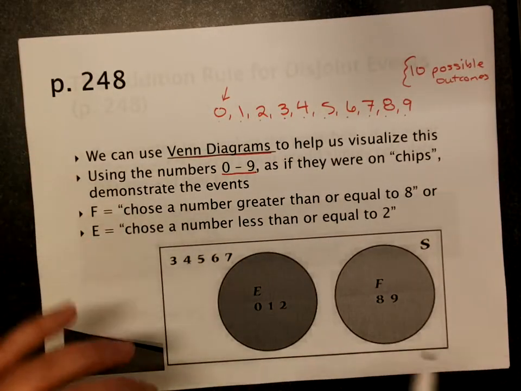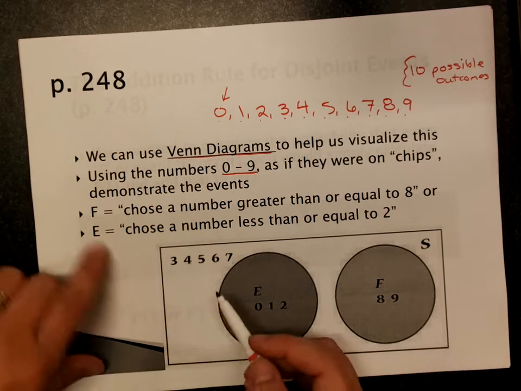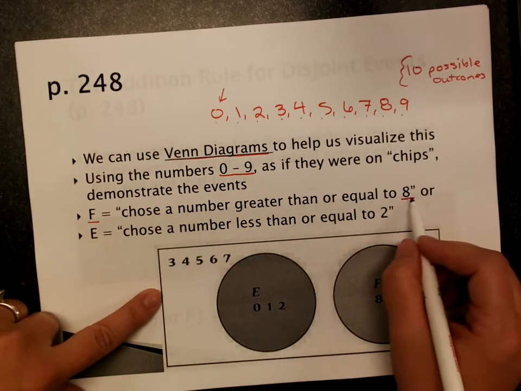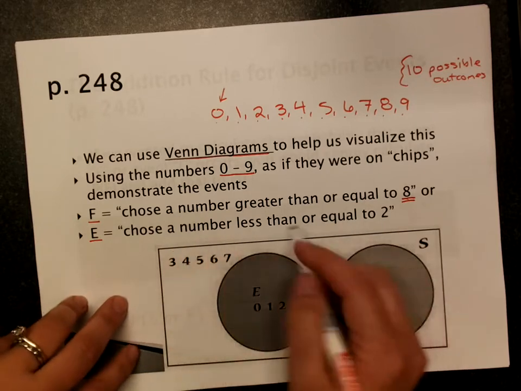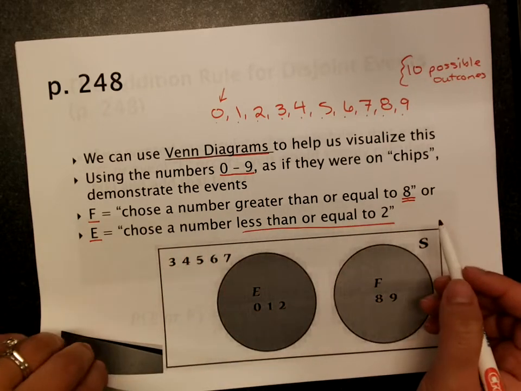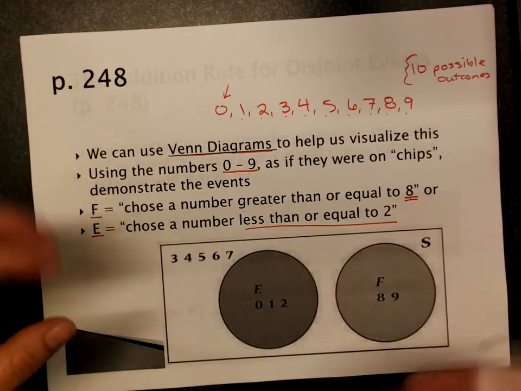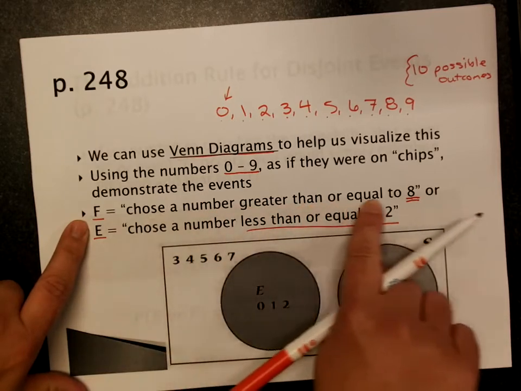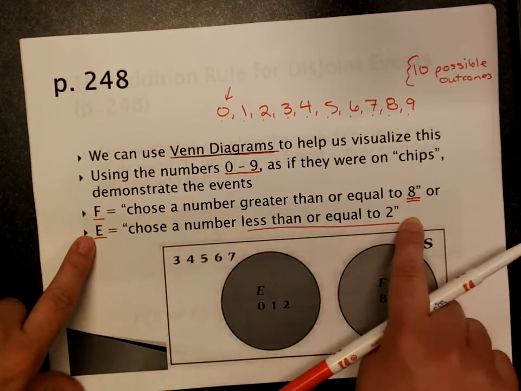So if we pretend like each digit's on a chip, and we're going to draw chips like out of a bag, event F, we're going to say choose a number greater than or equal to 8. And then we'll have a different event E, choose a number less than or equal to 2. So this is like at a carnival, maybe with little kids, and they're picking the chips out of the bag. And someone gets a prize if they get a number greater than or equal to 8, or you'll get a different prize if you choose a number less than or equal to 2.